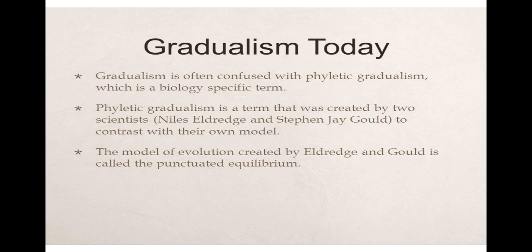Gradualism today. Gradualism is often confused with phyletic gradualism, which is a biology-specific term. Phyletic gradualism is a term that was created by two scientists to contrast with their own model. The model of evolution created by Eldredge and Gould is called punctuated equilibrium.